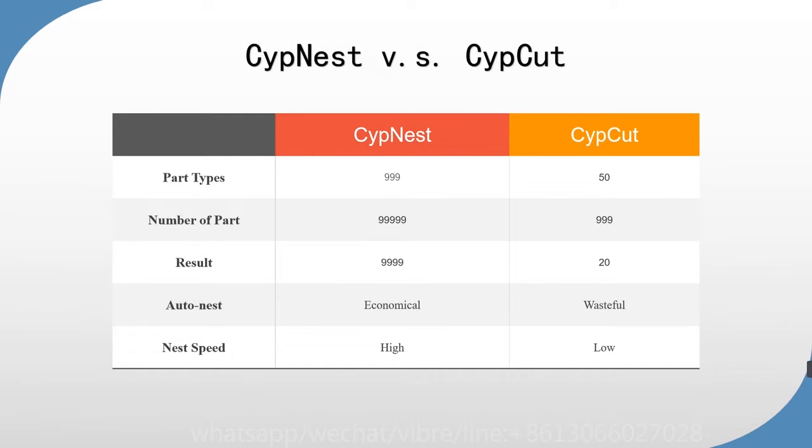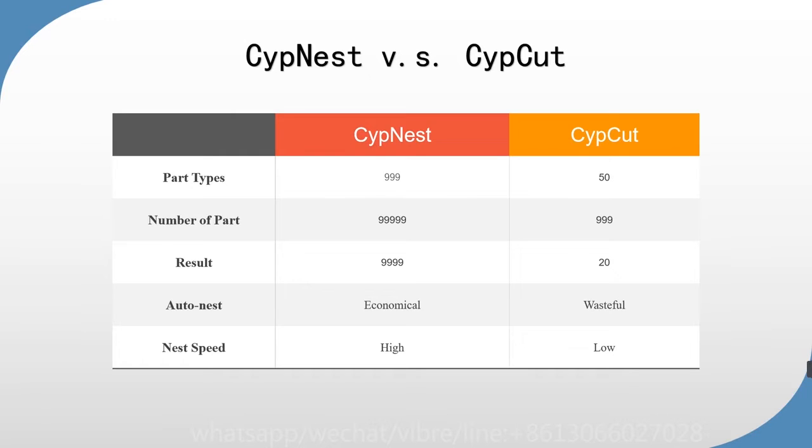Cypcut is a professional software for laser cutting, so the nest feature in Cypcut is just at a basic level. On the other hand, Cypnest, as a professional nesting software, comes with a much more powerful nest function. First of all, Cypcut only supports 50 kinds of part types at most, while Cypnest supports 999 types of parts. Second, the number of every kind of part can be up to 999 in Cypcut, while in Cypnest, 99,999.